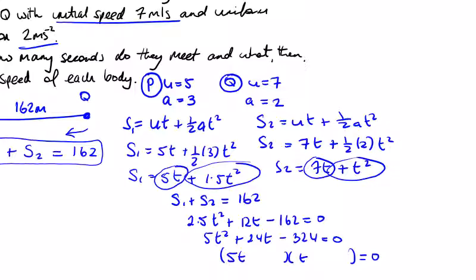6 and 54 is a difference of 48, I think. 6 and 54, that you can see there, that's going to work. That's going to give me 30 and 54. And I want to get back to a positive 24. So (T + 54)(T - 30).